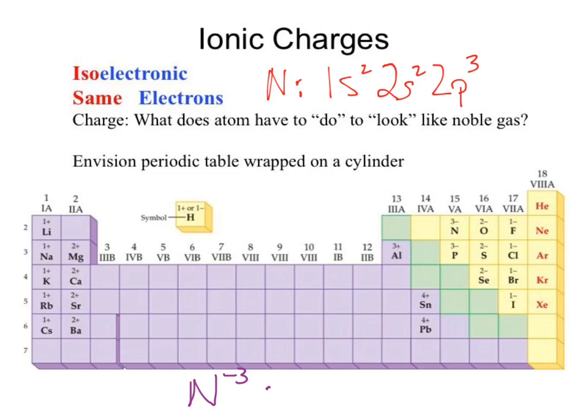So on a test, I would probably say, give me the electron configuration for nitrogen minus 3. I wouldn't even give you nitrogen, because you should be able to figure that out. What happens to our final electron configuration? 2p6.